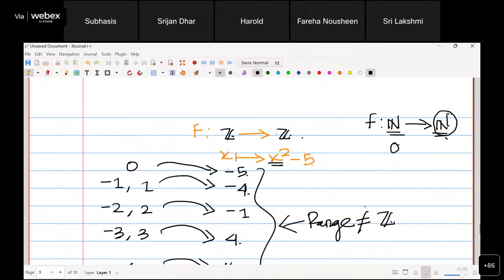But if I take 0, what will I get? This is your formula, right? x goes to x square minus 5. If you take 0, you will get minus 5. So you are actually landing somewhere outside of your codomain. When you are taking a function, the image should always be inside your codomain. It can't go beyond it. Got it, sir. Thank you.